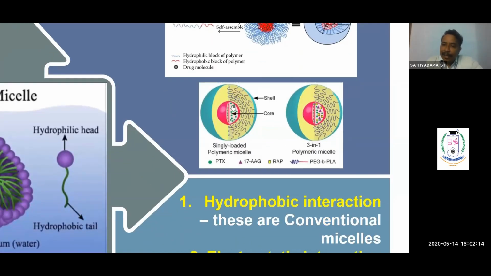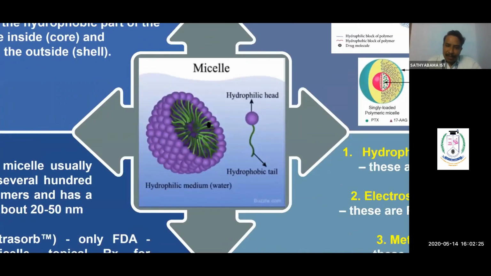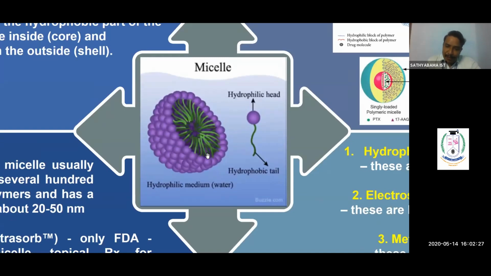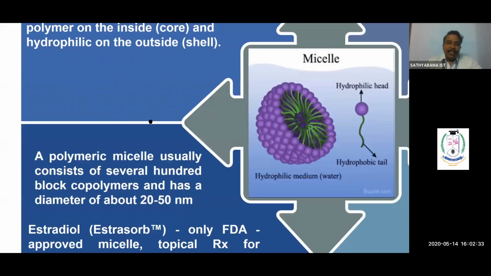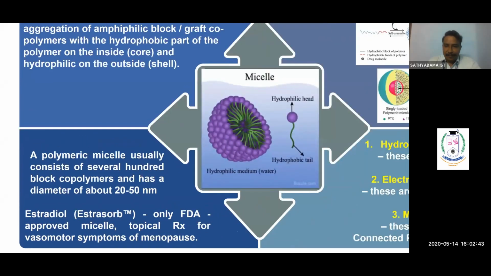Here you can load one kind of compound or multiple compounds inside it, and a lot of research has been happening on it. Here also we can see how the arrangement takes place, and this is the process we call self-assembly. These compounds consist of several hundreds of copolymers, and the size of these molecules will be somewhere around 20 to 50 nanometers.